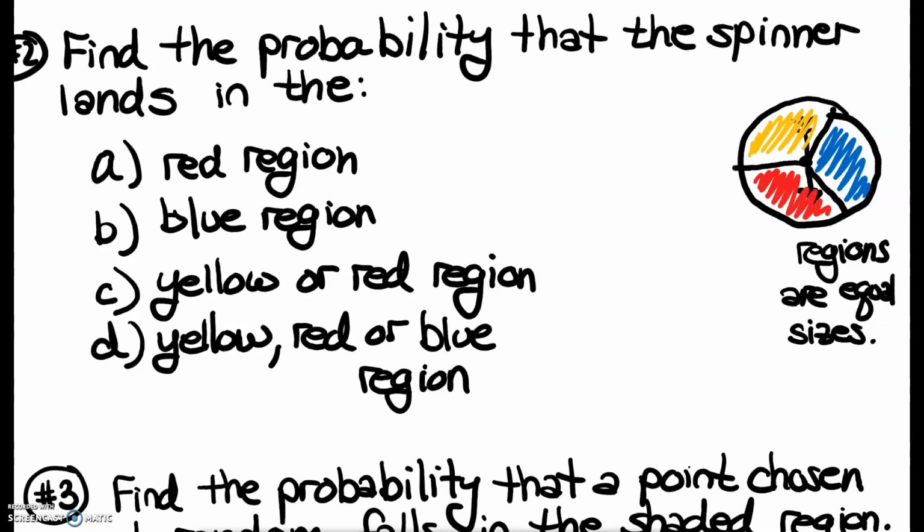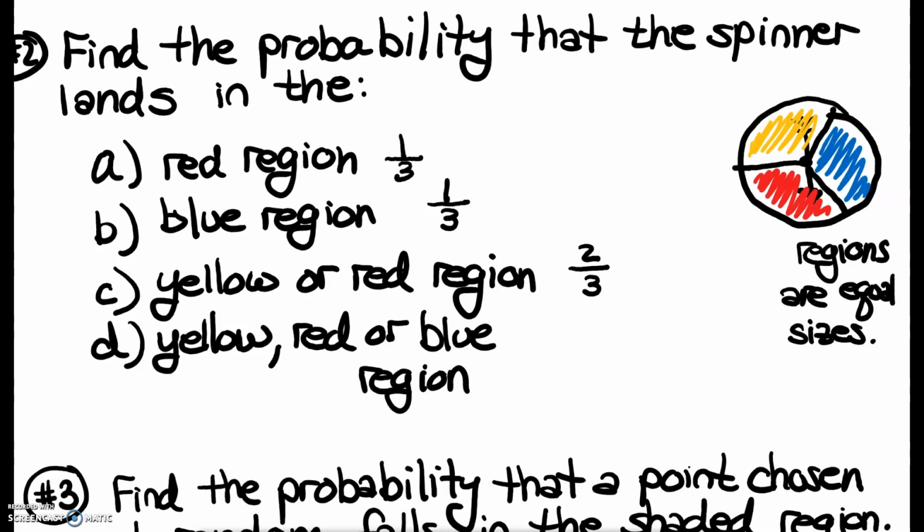Well, the red region is one region out of the total 3 regions. What's the probability that it lands in the blue region? Well, again, the blue region is 1 region out of 3 regions, so the probability is 1/3. The yellow or the red region. Well, if we combine the yellow and the red region, that's 2 regions, not 3, 2 regions out of a total of 3 possible regions, so the probability is 2/3.